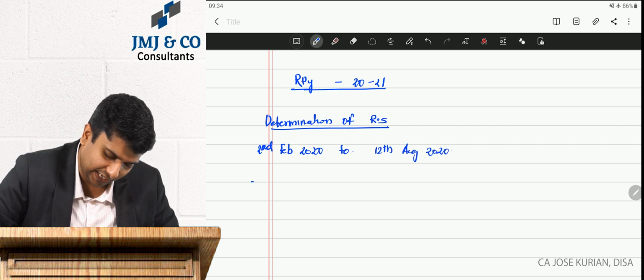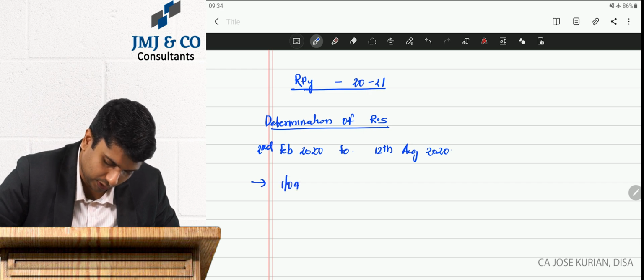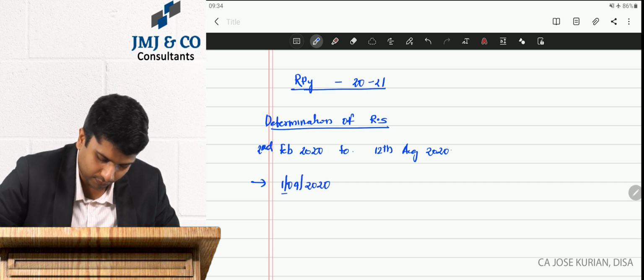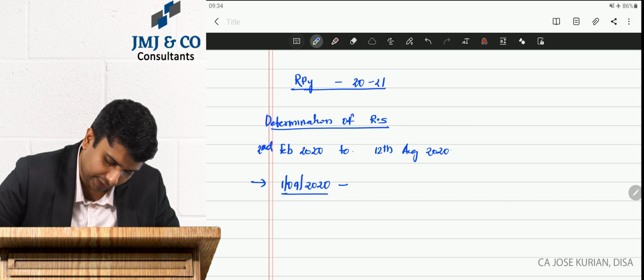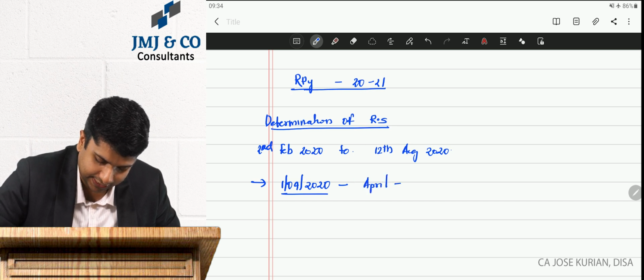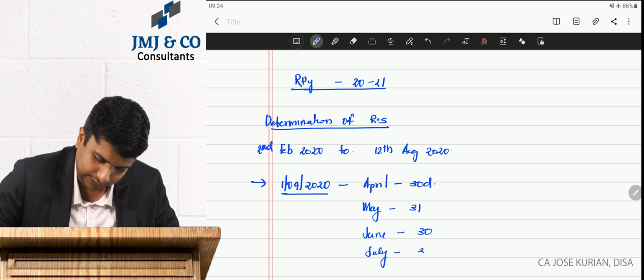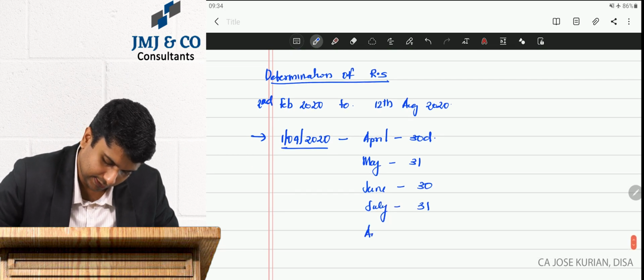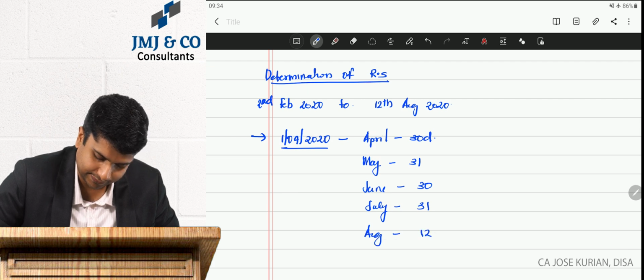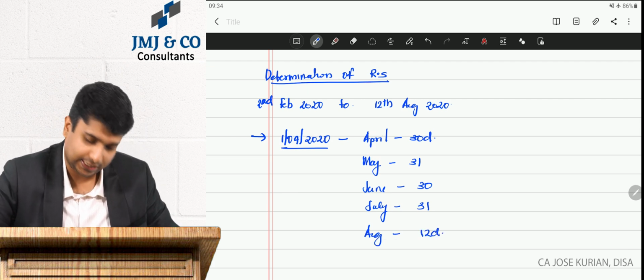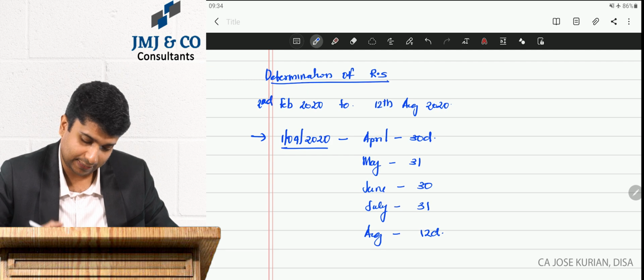So as you know, the previous year starts from 1st April 2020 onwards. So 1st April 2020 means April, his days of stay in India would be 30 days. Then May, again 31, June 30, July 31, and August he stayed in India for 12 days. So 30 plus 31 plus 30 plus 31 plus 12.